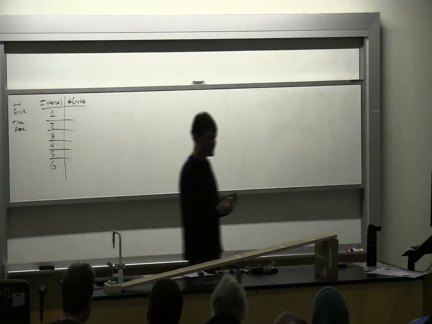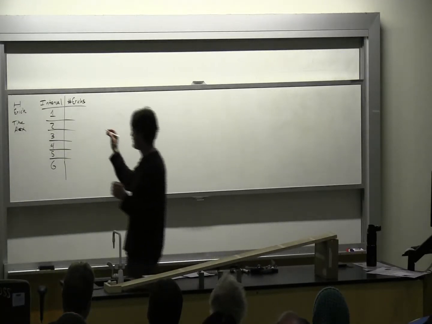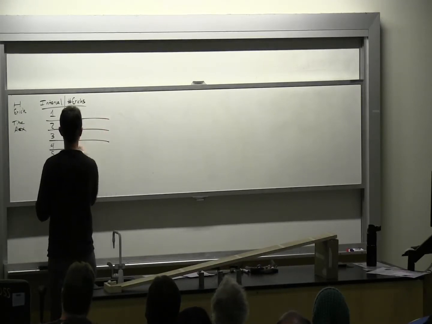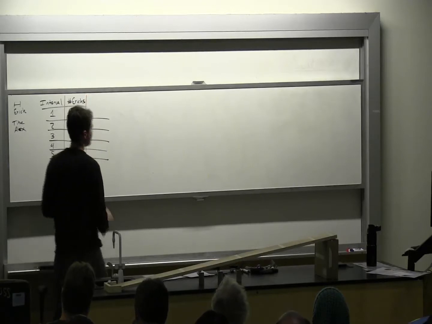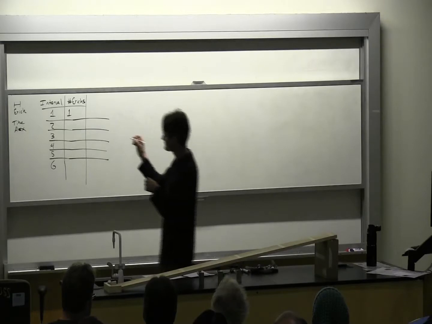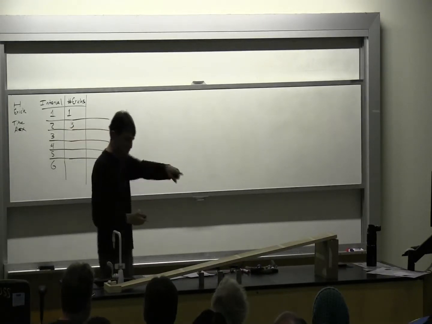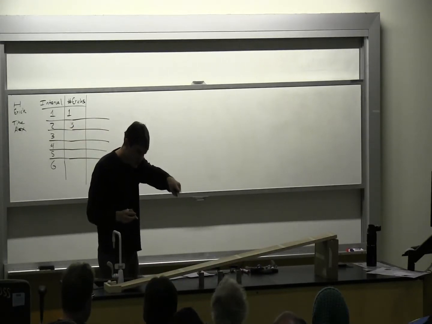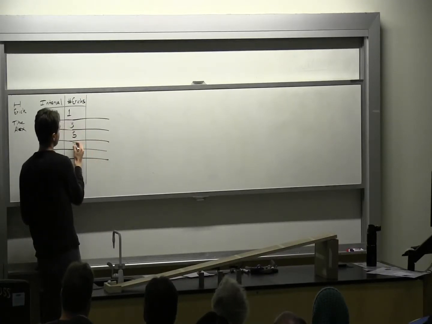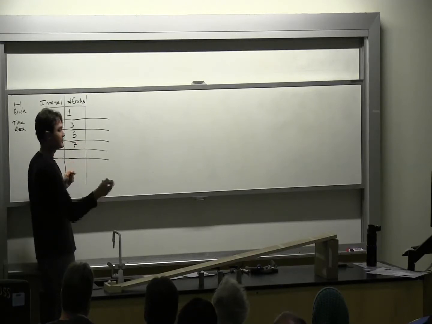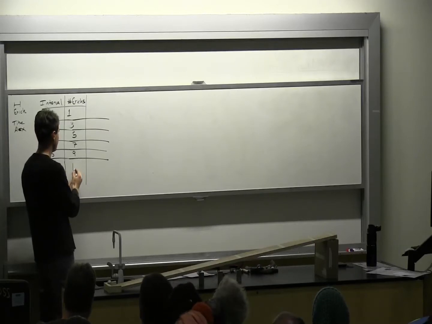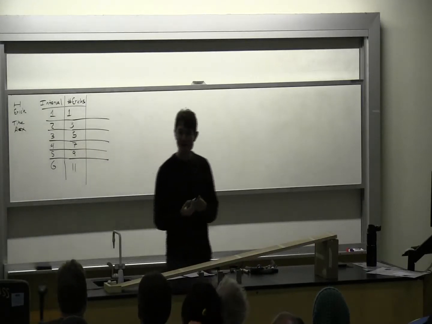The first interval is 1 Eric by definition. The second interval, if you count, is 1, 2, 3 Erics. The third interval is 5 Erics. The next one is going to be 7 Erics. The next one will be 9 Erics. And what do you think the next one will be? 11. Right.